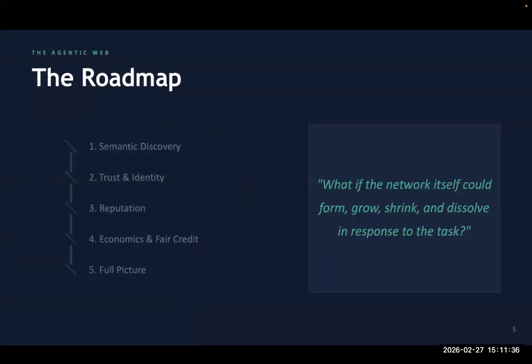So the question we're built around is: what if, instead of hard coding agent pipelines, we had a system where the network itself could self-organize at runtime, where agents that have never met before could discover each other, verify each other's identities and credentials, negotiate terms, form temporary coalitions, execute collaboratively, and then dissolve all of that when the job is done. That's the agentic web, right? And it requires us to solve problems that cut across distributed systems, mechanism design, cryptographic identity, semantic search, cooperative game theory. It's a very challenging and exciting space.